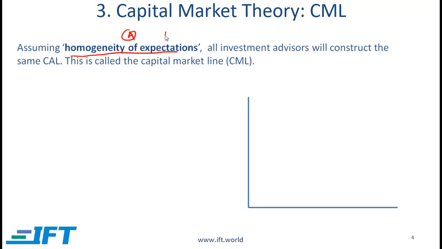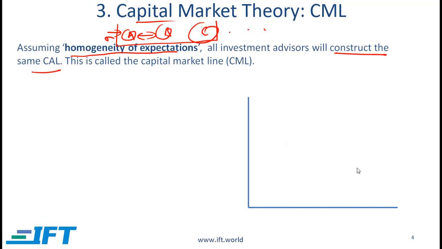In other words, if we have security A, B, C, and so on, all investors have the same expectation about the return of A and the risk of A, the same expectation about the return of B and risk of B, and so on. In addition, they also have similar expectations about the correlation between different securities. If that indeed holds true, then we say that we have homogeneity of expectations, and then all investors or all investment advisors will construct the same capital allocation line. This is called the capital market line.